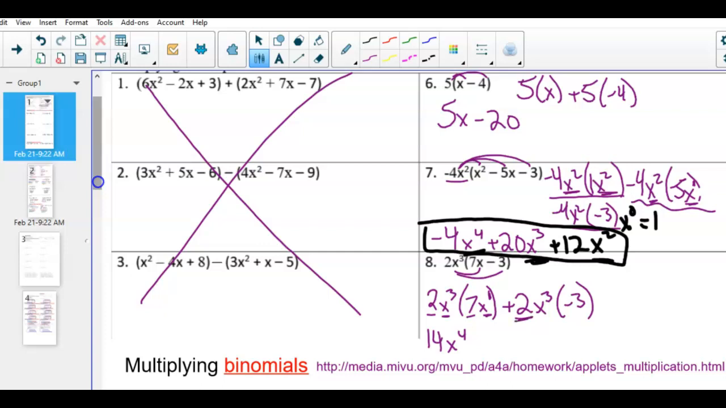Now I'm multiplying positive 2 and negative 3, so that would be negative 6. I don't have any x terms, so this is going to stay the same, x to the third. This is an x to the fourth, this is an x to the third. I cannot combine these two. So this is my final answer.